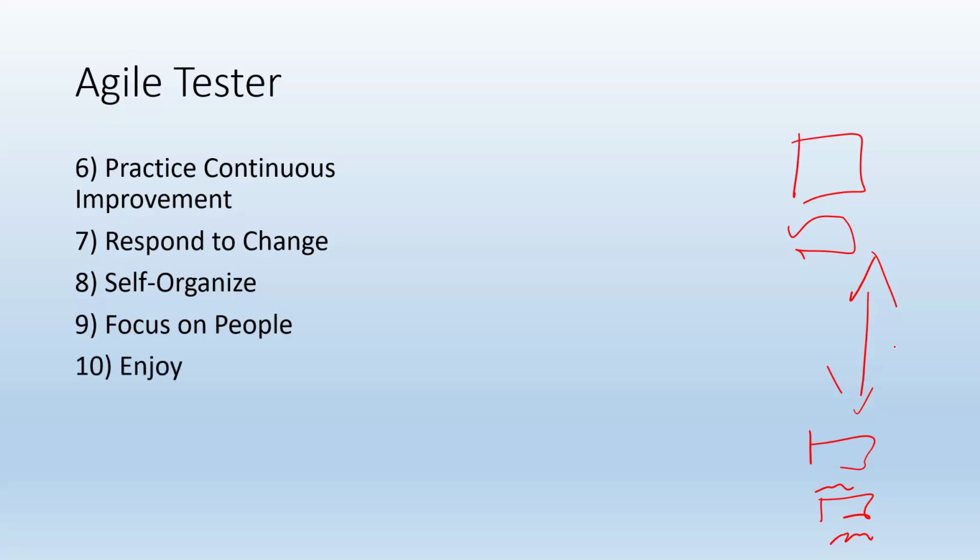And number 10 is enjoy. That is the most important thing. That is what Agile methodology says itself. It says you should do what? Enjoy. You should enjoy your testing, okay? Hope you are listening. Yes, you should enjoy your testing. When you're doing your testing in QA, you should enjoy.